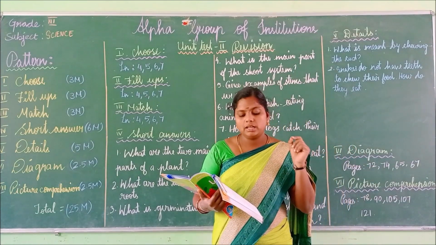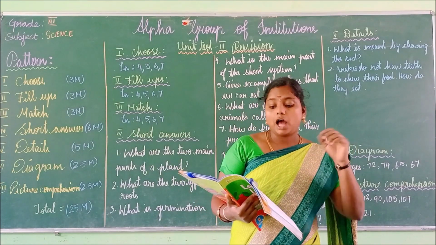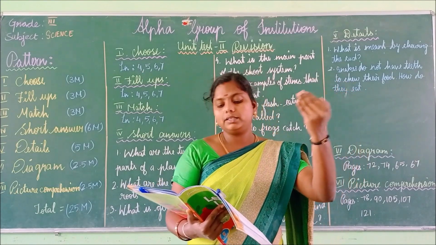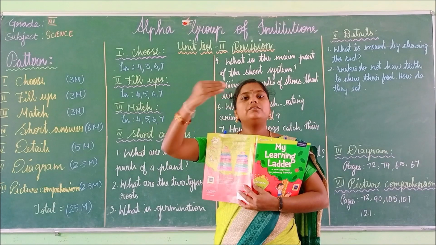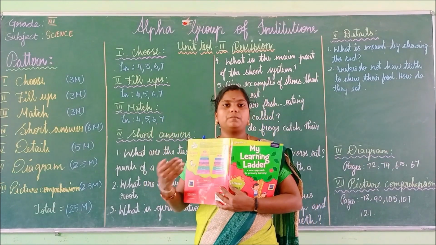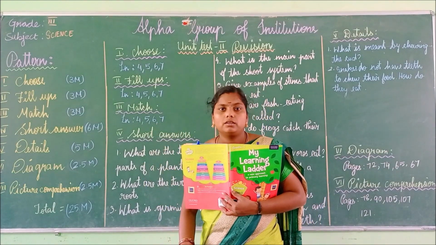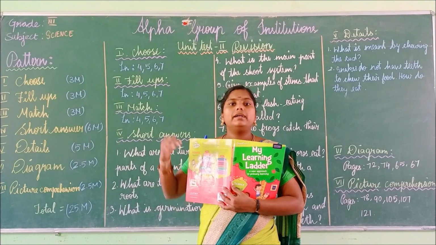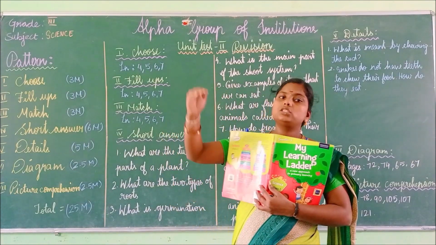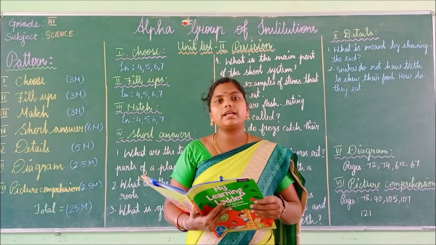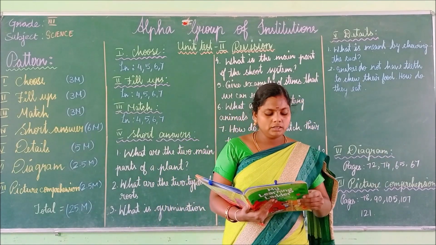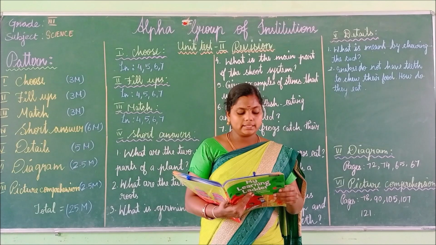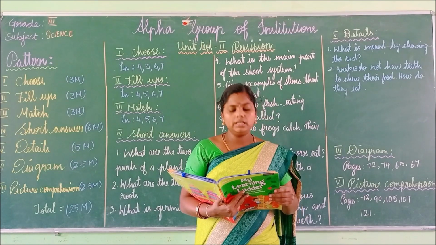The next question, dash grows above the ground system and it is the main part of the plant. So root system grows below the ground and shoot system grows above the ground. So what is the answer here? Shoot system.